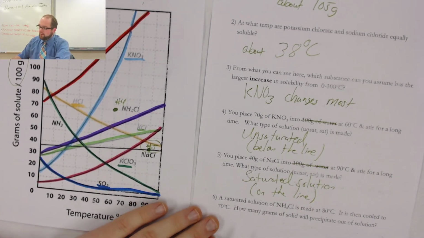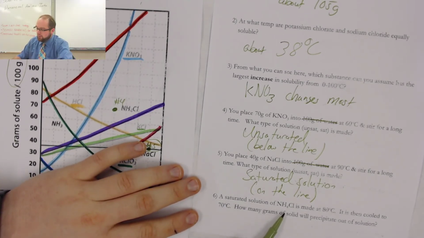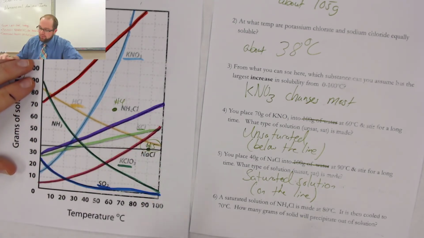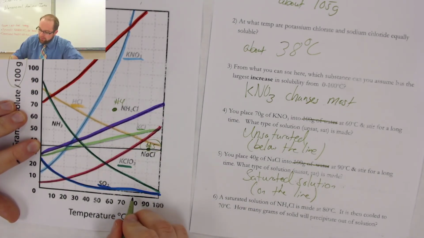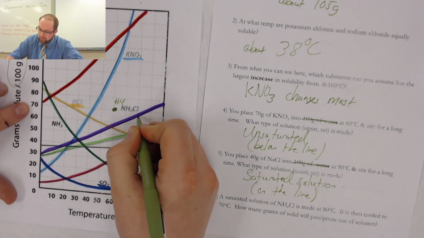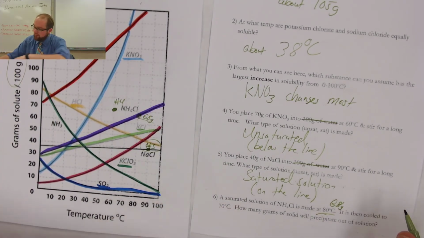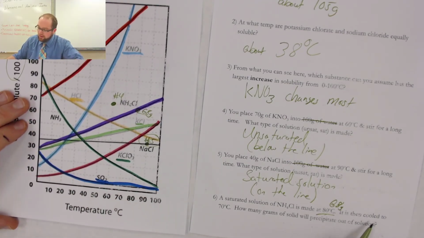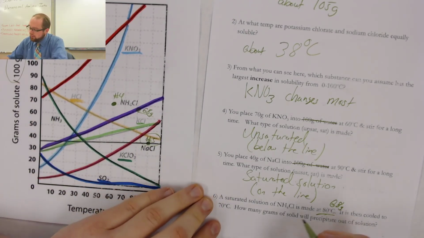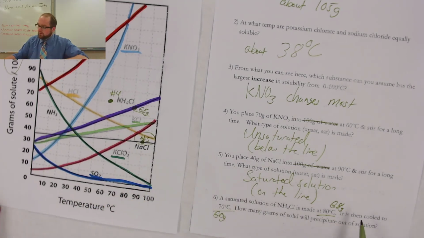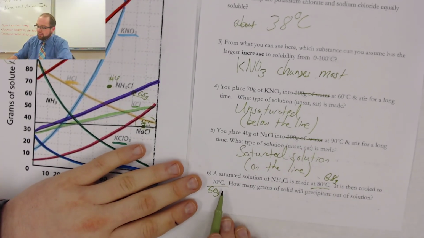So, finally, we have our 6th question here. This is going to be our most complex. It says we have a saturated solution of NH4Cl made at 80 degrees Celsius. So NH4Cl, that is my purple line here. If we're saturated at 80 degrees, that means we are going to be at around, I would say, 68 grams here. So this is going to be 68 grams. And we're then cooled to 70 degrees. So let's see, 70 degrees. I would say that's right at about 60 or so. So 70 degrees is at about 60 grams. So the most I can dissolve at 80 is 68. The most I can dissolve at 70 is 60.